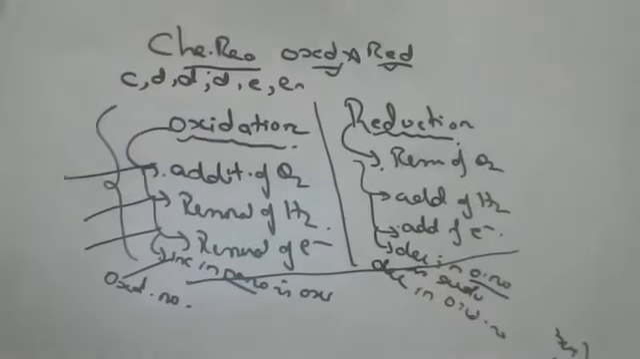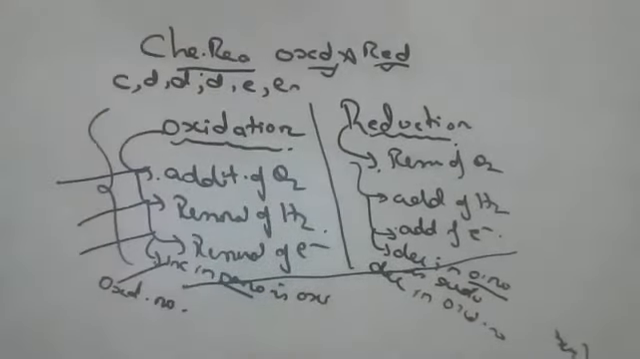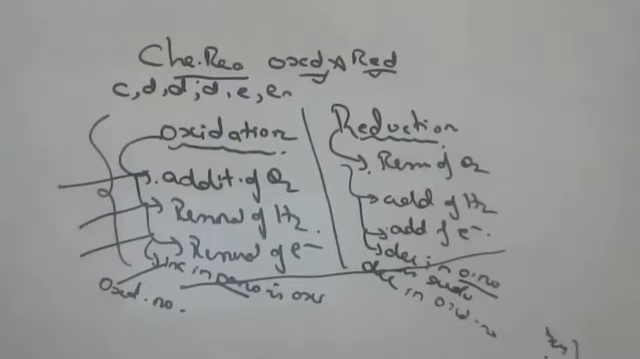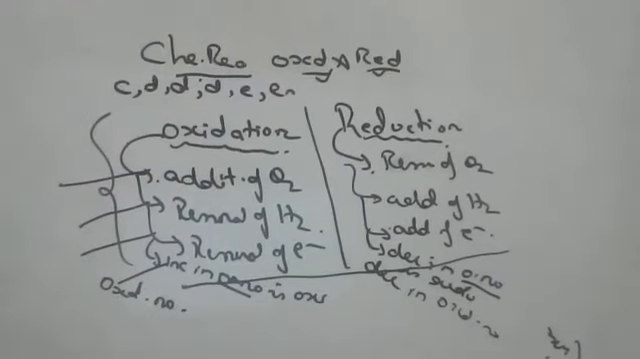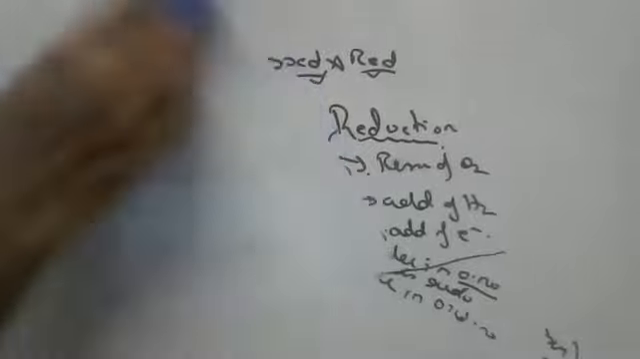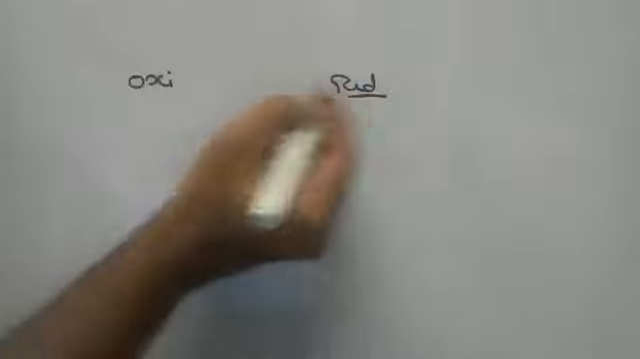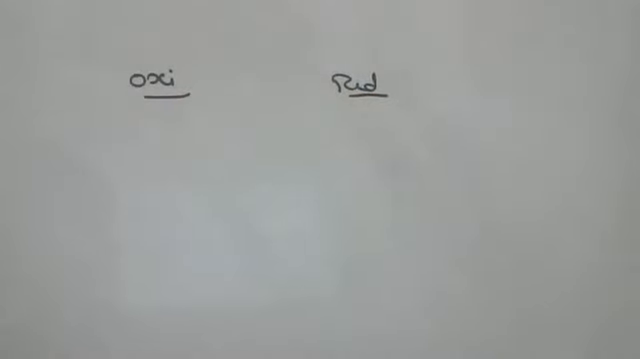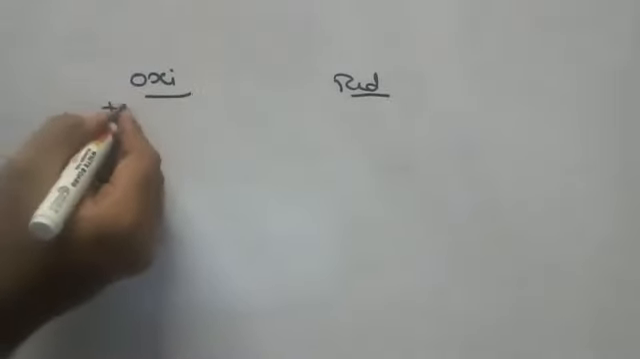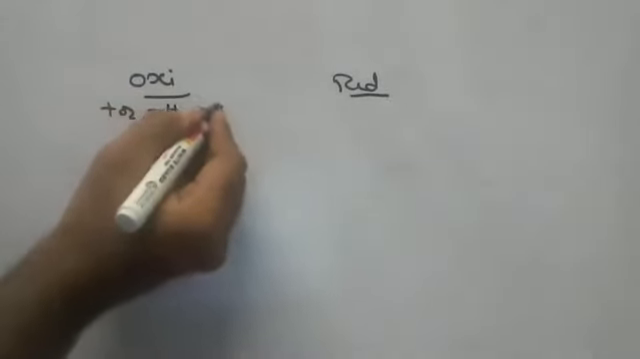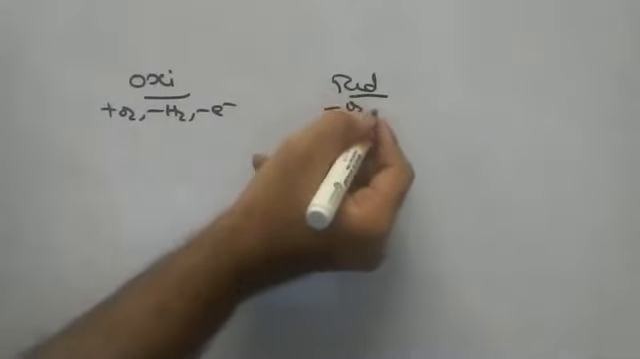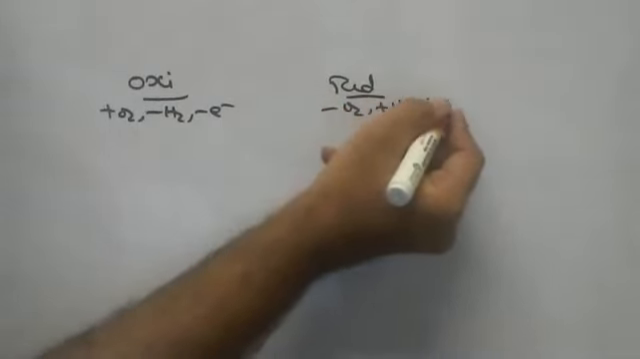I'll explain everything. So first, these are the differences mainly in the definition. Once the differences are over, now let us check with some examples. So what happens in oxidation and reduction: I told you addition of oxygen, removal of hydrogen, removal of electron; removal of oxygen, addition of hydrogen, and addition of electron.